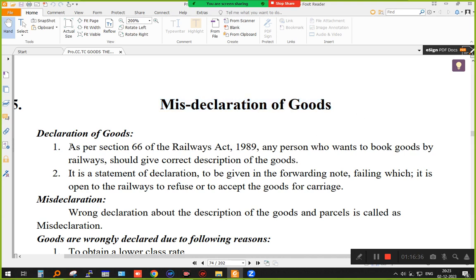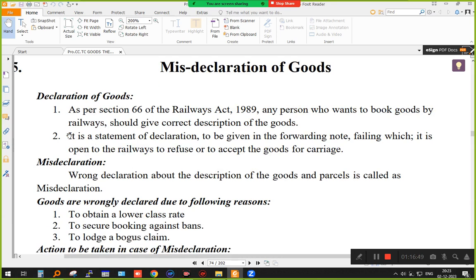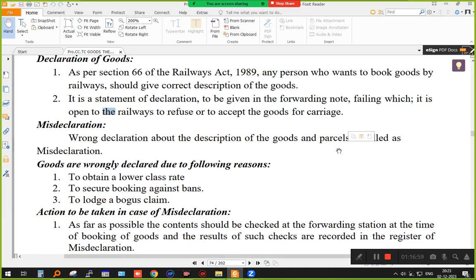As per section 66 of the Railways Act 1989, any person who wants to book goods by railway should give the correct description of the goods. It is a statement of a declaration to be given in the forwarding note, failing which it is open to the railways to refuse to accept the goods. That means if he gives one package and says, I will not tell what is in this, you take it, then railway will not take it.